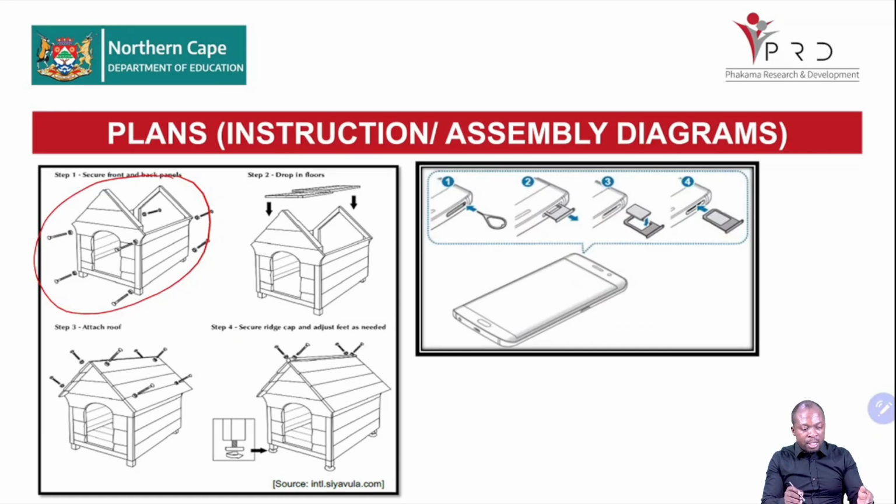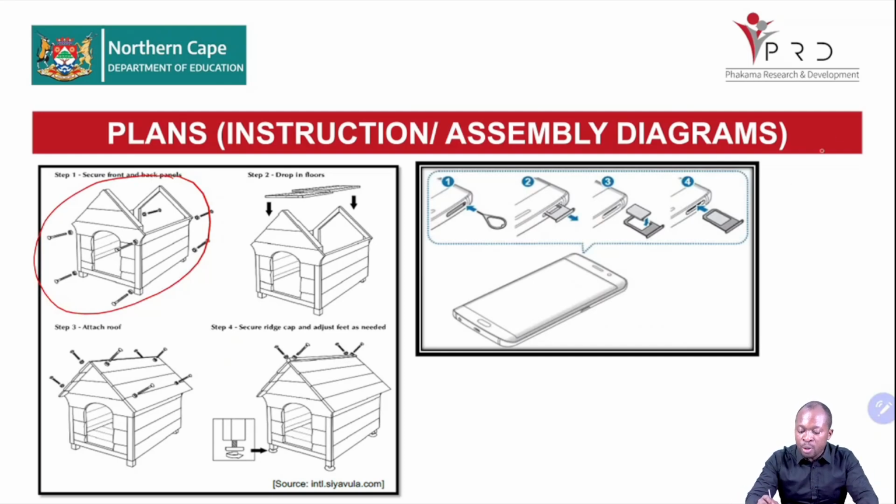So in the question paper, they will be giving you maybe step 1, 2, and then you must write maybe 3 and 4. And every time you're able to write the correct step using your own words, you get the marks, as long as you follow the instructions that are given.